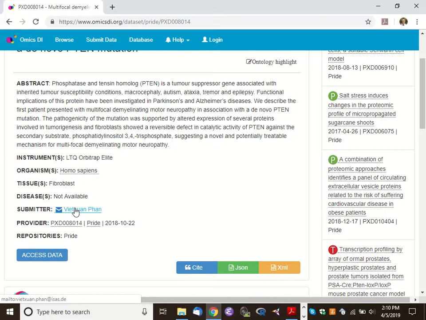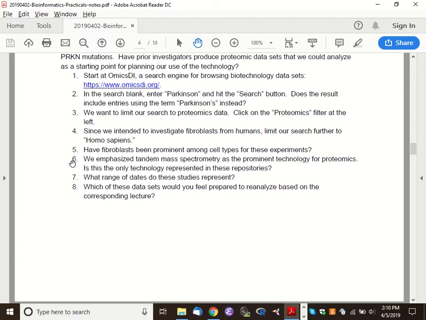.de. Does anyone recognize what that extension means on an email address? Germany, exactly, right. So we can pretty much rule out that this person was working in South Africa. At least at the time they submitted it, they were probably in Germany. Great. Let us return to the set of questions here.